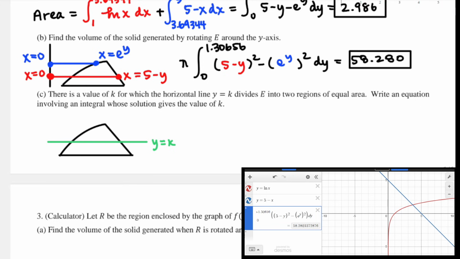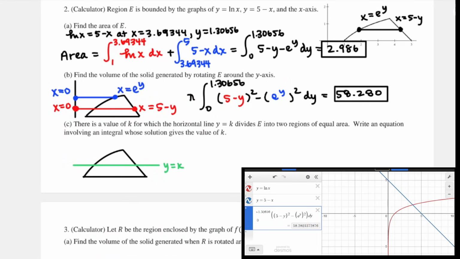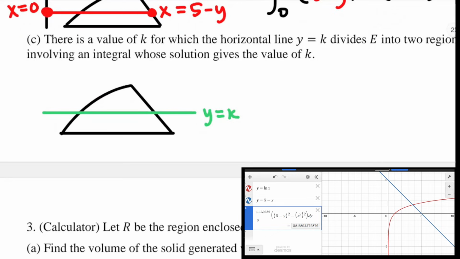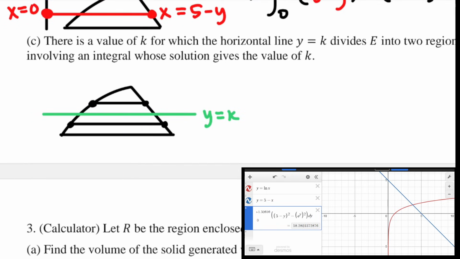And so if we think about the area with right and left, or with respect to y, like we did in the second integral in part A, then this won't be too bad. We'll just think about this region down here where I'm adding up right minus left as y goes from 0 to k, that needs to be the same as the integral of right minus left from k up to the 1.30656 number.